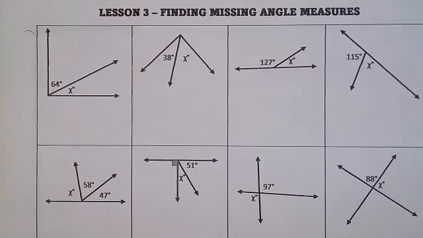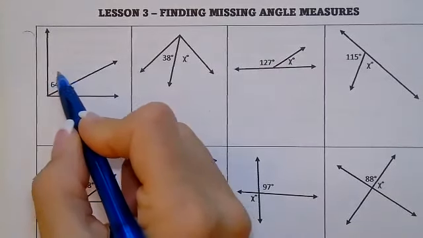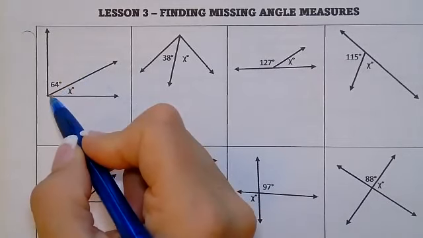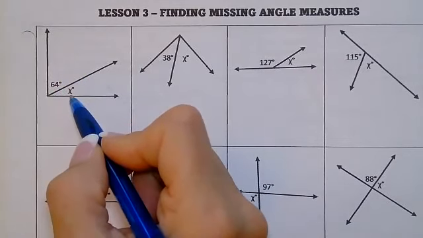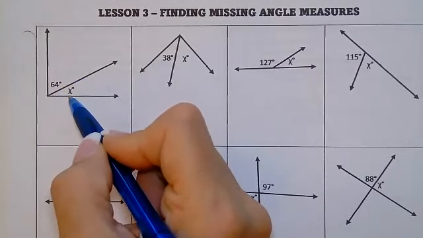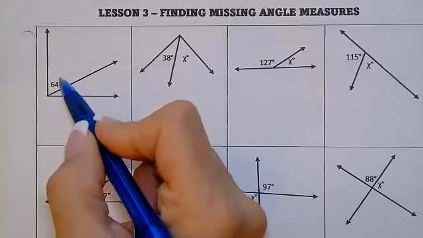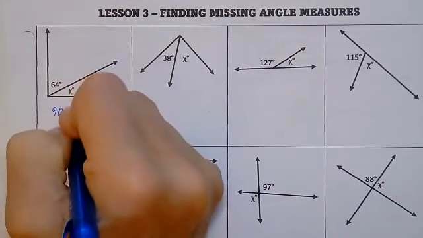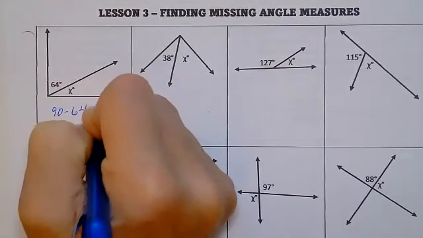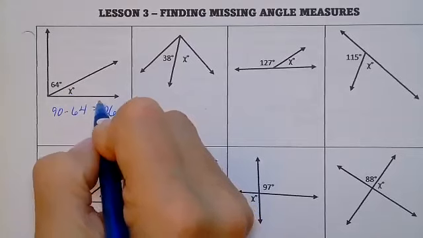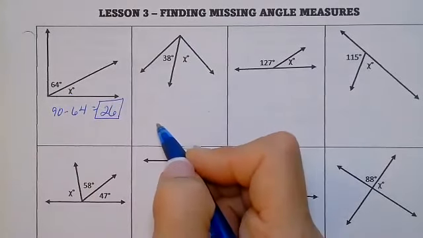Lesson 3, finding missing angle measures. I know that the sum of these two angles equals 90 degrees because this is a right angle. So to find this missing measure, I need to subtract 64 from 90. 90 minus 64 equals 26. So x equals 26 degrees.